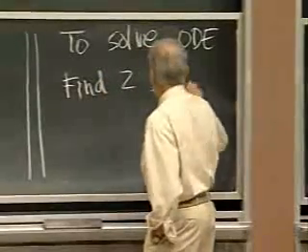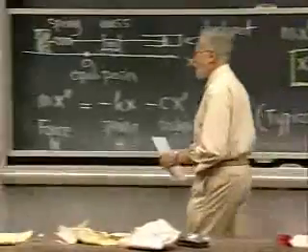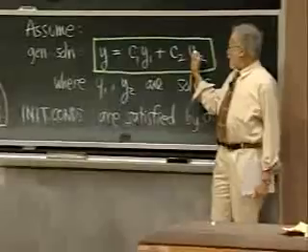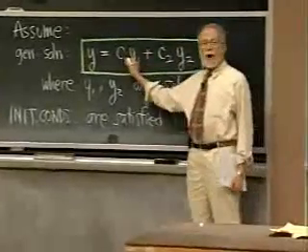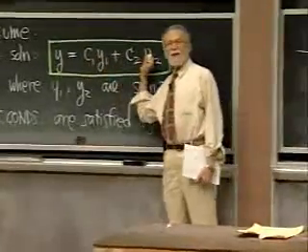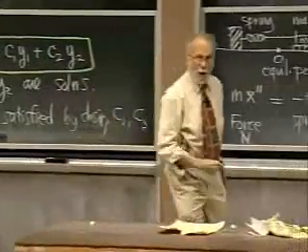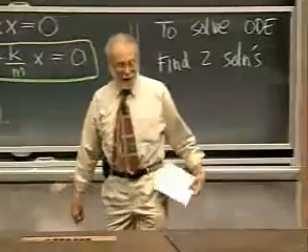Now, don't make it too trivial. There's a condition that the solutions should be independent. All that means is that y2 should not be a constant multiple of y1. If you've got y1, then 2 times y1 is not acceptable, because you can see you really only got one there. You're not going to be able to make up a 2-parameter family.